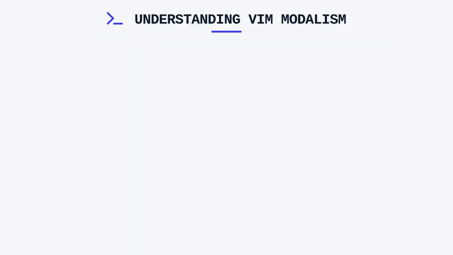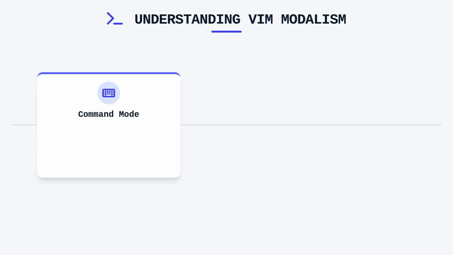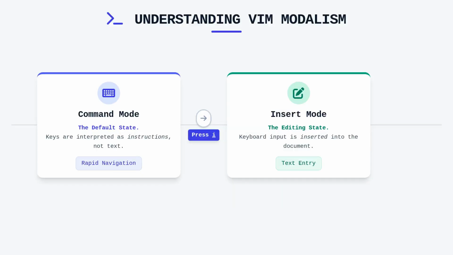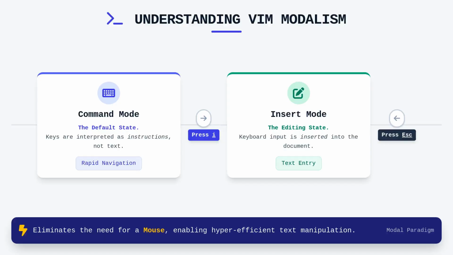Vim operates using a modal paradigm, which distinguishes it from the standard word processors you might be accustomed to in a desktop environment. When you open a file in Vim, you start in command mode, where your keyboard input is interpreted as instructions for the editor rather than characters to be inserted into the document. If you want to type text, you must explicitly switch to insert mode by pressing the I key. Once you are finished with your changes, pressing the escape key returns you to command mode, ensuring that subsequent keystrokes are again treated as commands. This distinction is crucial because it allows for rapid navigation and manipulation of text without the need to constantly move your hands to a mouse.